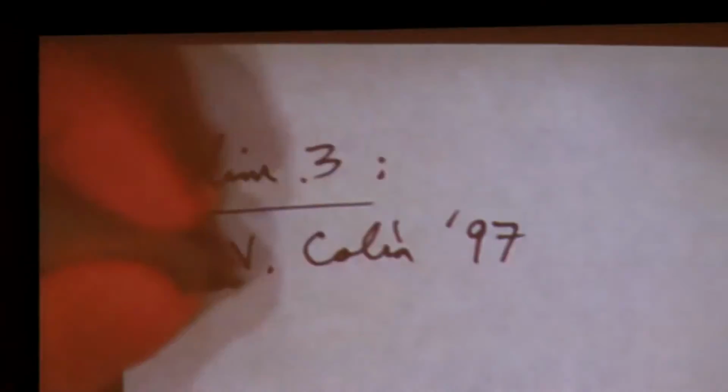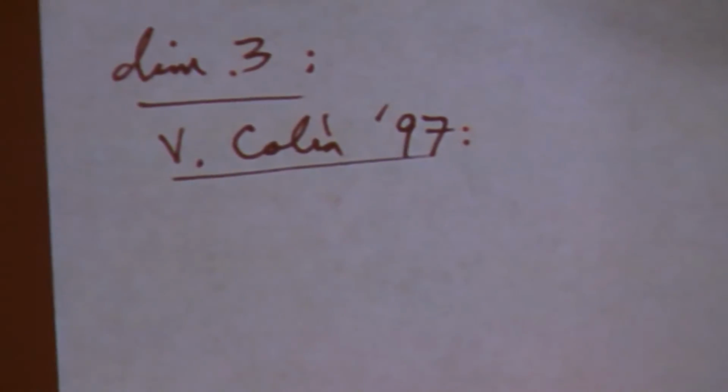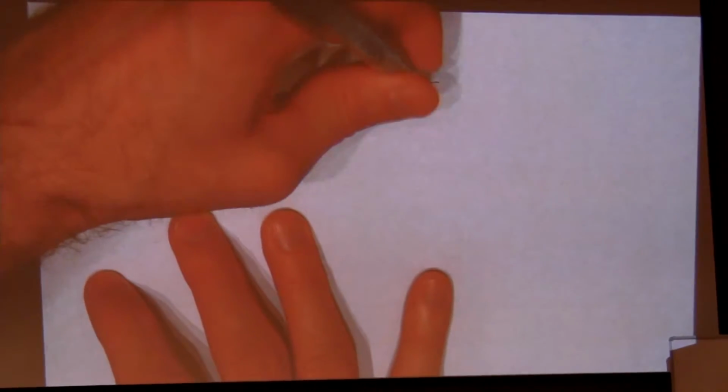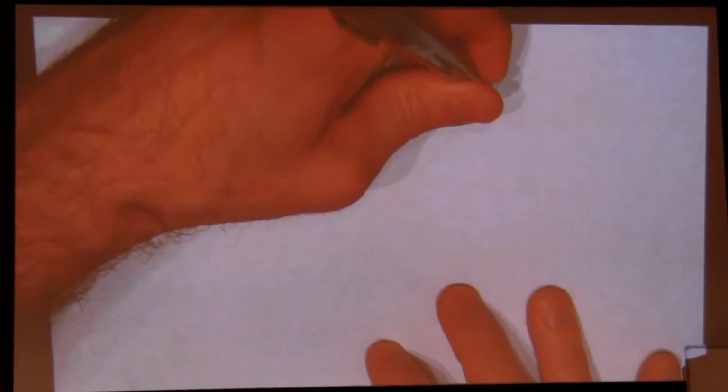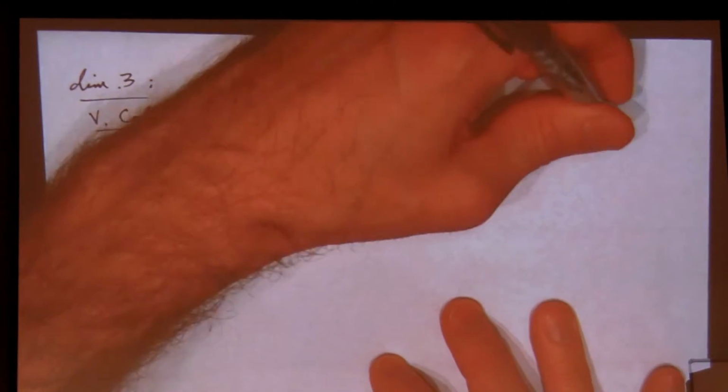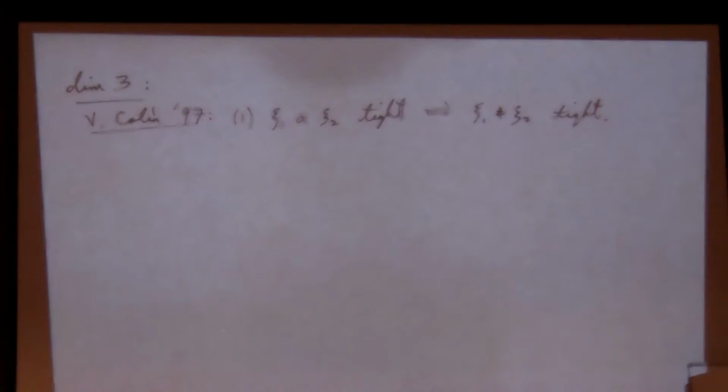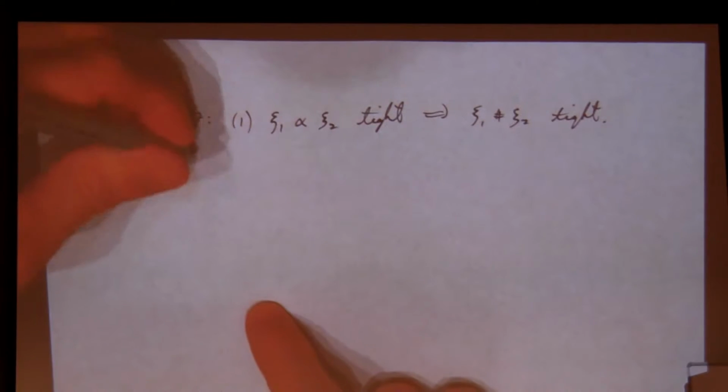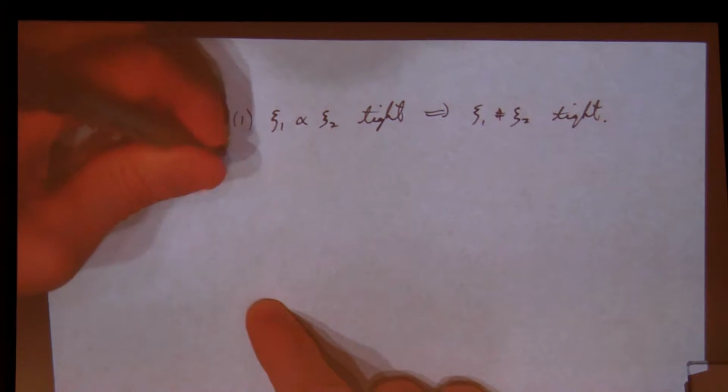Now, in about 1997, Vincent Colin showed the following about tight contact structures and the connected sum. First of all, if you have two contact structures that are both tight, then their contact connected sum also is tight. All right, I'm going to follow John's established pattern and at this point ask the question, is that true in higher dimensions?